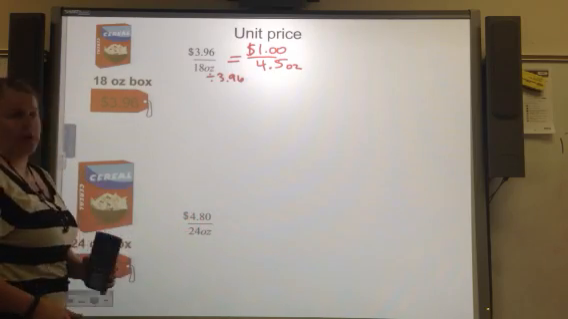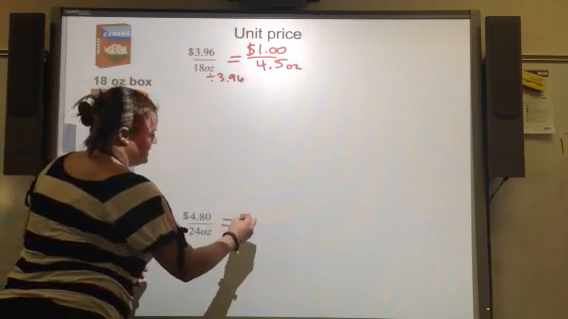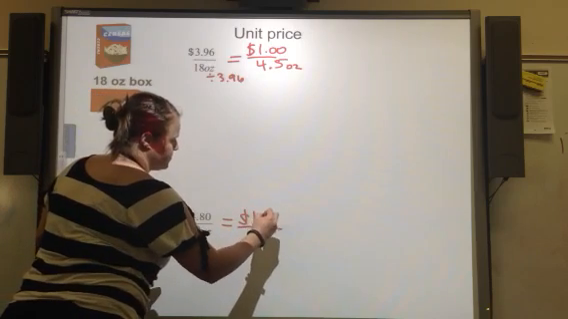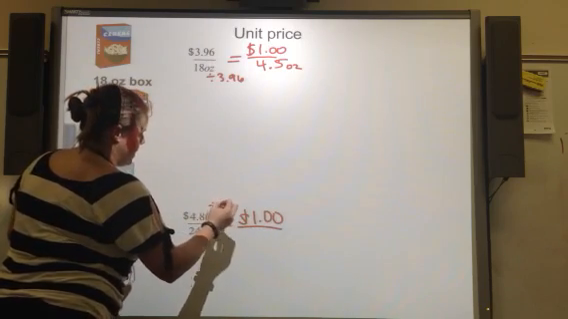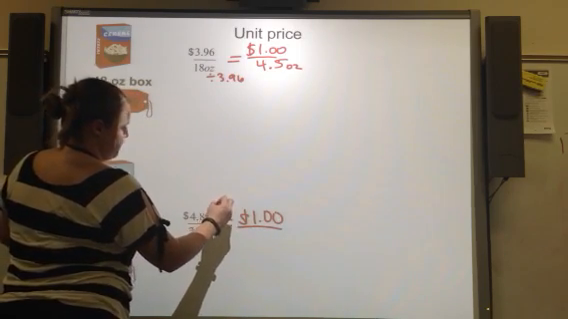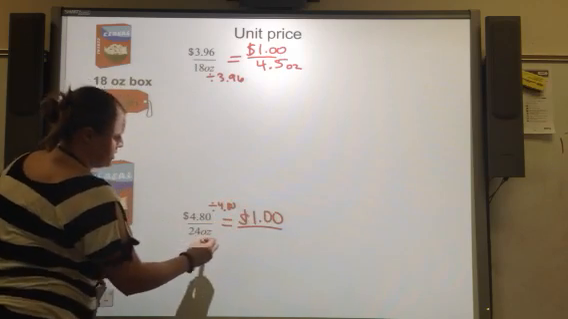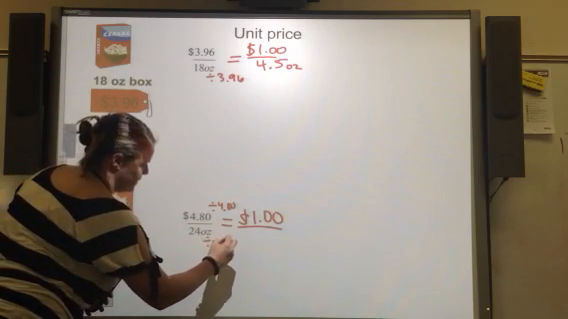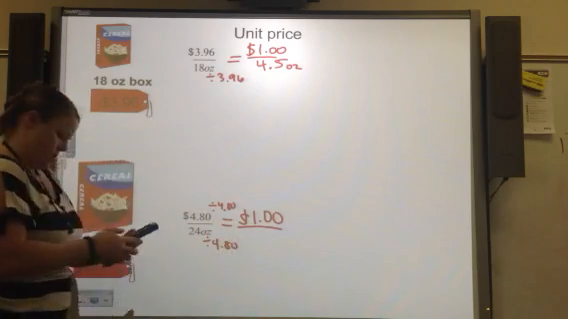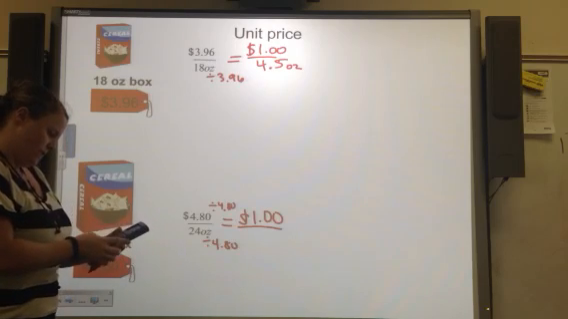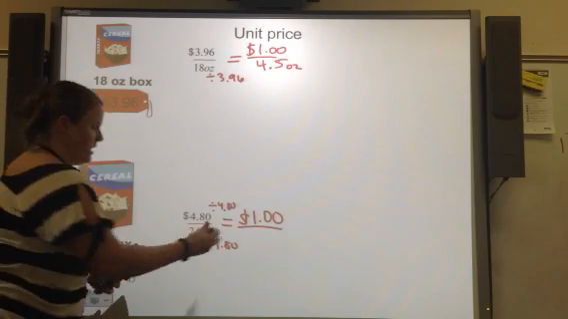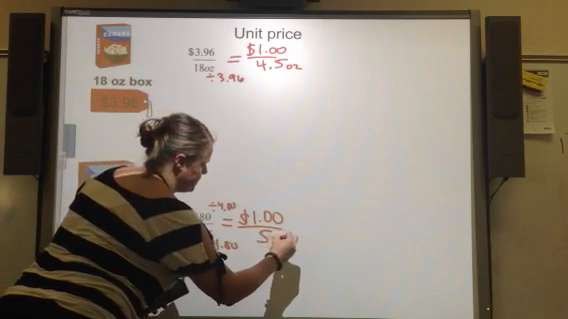$4.80 per 24 ounces. I want to spend $1, so again, I divide by 4.80 to get to $1. Do the same thing to the bottom. Divide by 4.80. So 24 divided by $4.80 equals 5 ounces.